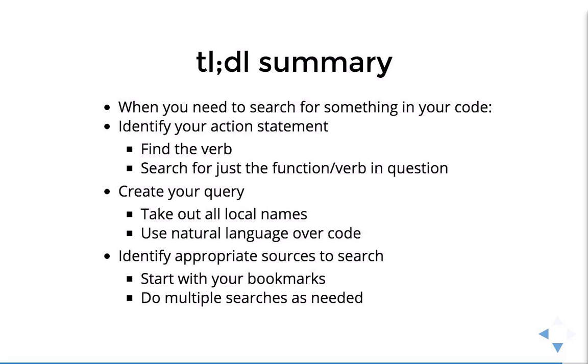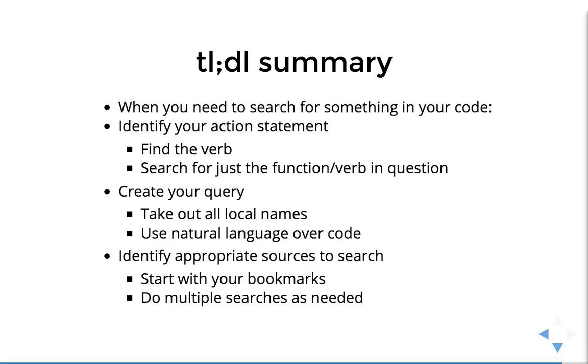So I'm going to summarize a little bit about what we just talked about. When you need to look for something inside of your code, or you're having a problem and you need to search for something to fix it, you have 3 basic steps. First is identify the action statement. So find the statement itself inside your code that seems to have the problem. When you do find that statement, look within it for specifically the function or the verb in question. And this might be your function, like we had random.shuffle, but it might also be the operator, such as less than versus less than or equal to.